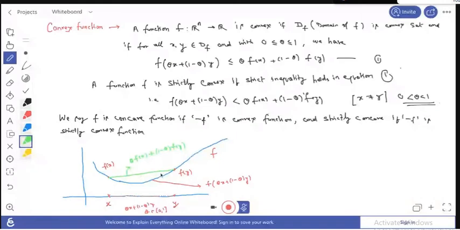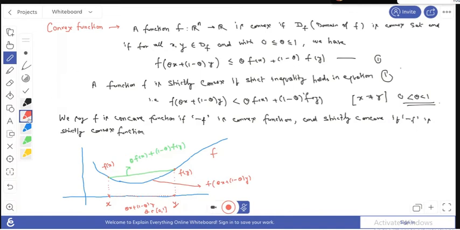This is the line segment. Okay, and here this blue portion is the image of the points joining these 2 points x and y. Okay, so here you put that this is the image of those 2 points.